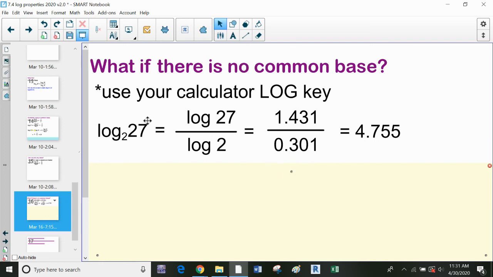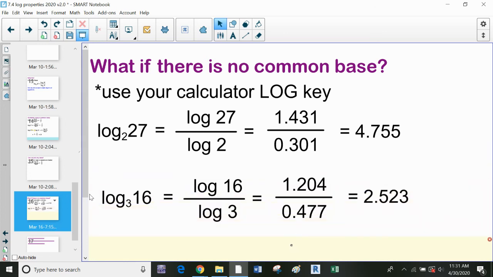But do make sure, try this. Grab your calculator, try this a couple times. Make sure you're matching my answer. If not, you're forgetting an end parenthesis here, divided by open parenthesis here, log 2, close parenthesis, enter. And I think that should get you there.